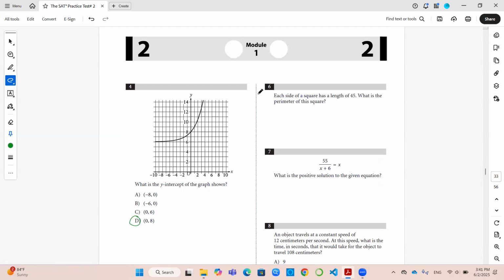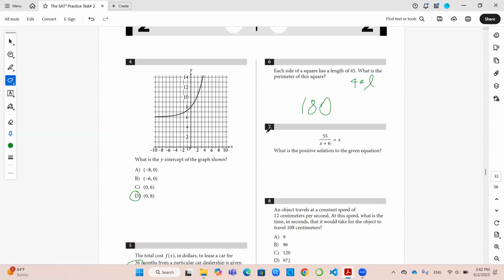Note this, each side of a square has a length of 45. What is the perimeter of the square? So the perimeter of a square is going to be 4 times the length. So 4 times 45 is 180. So 180 is the correct answer.